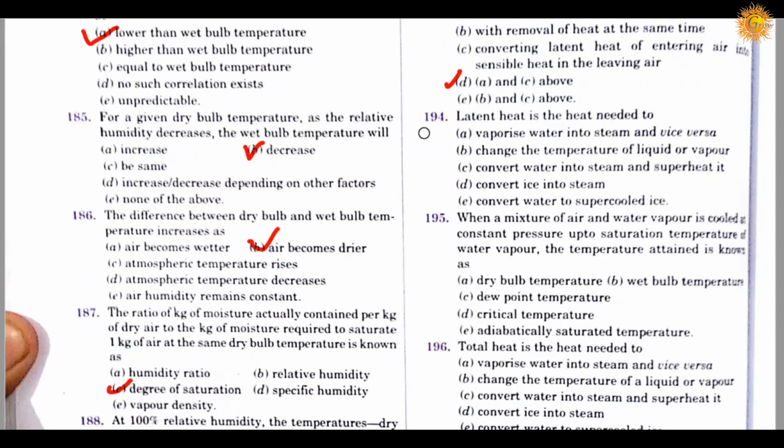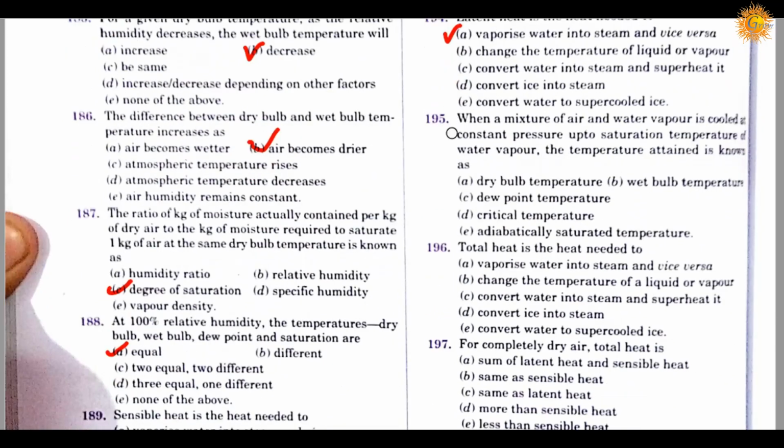Question number 194. Latent heat is the heat needed to option A, vaporize water into steam and vice versa. Option B, change the temperature of liquid or vapor. Option C, convert water into steam or superheat it. Option D, convert ice into steam. Option E, convert water to supercooled ice. So correct answer is A, vaporize water into steam and vice versa.